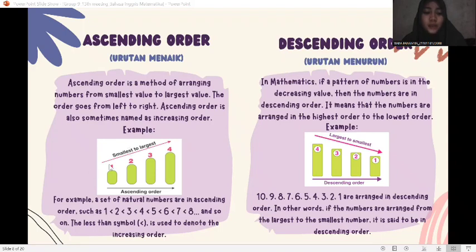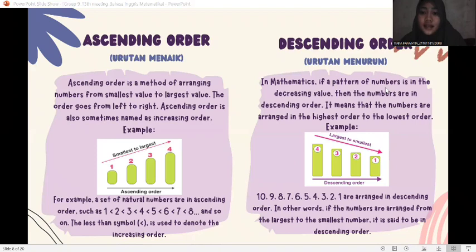Example, from the picture here, we have a set of natural numbers in ascending order, such as 1 < 2 < 3 < 4 < 5 < 6 < 7 < 8, and so on. The less than symbol is used to denote the increasing order.